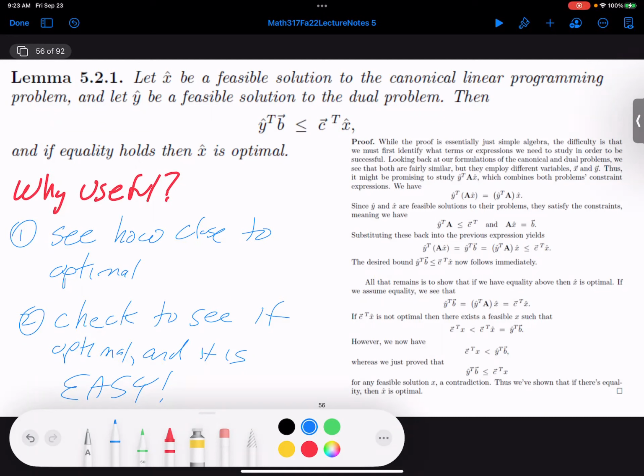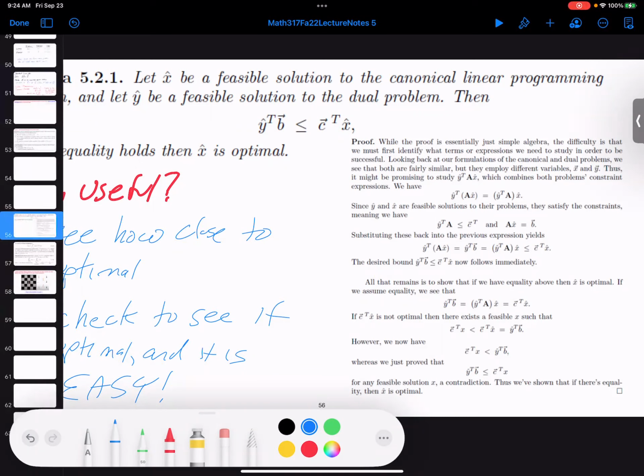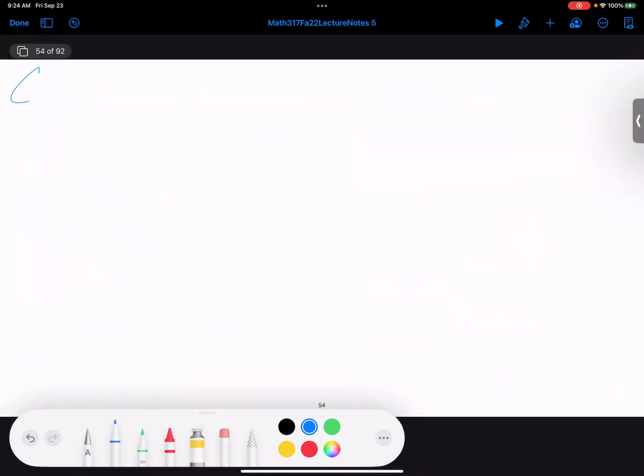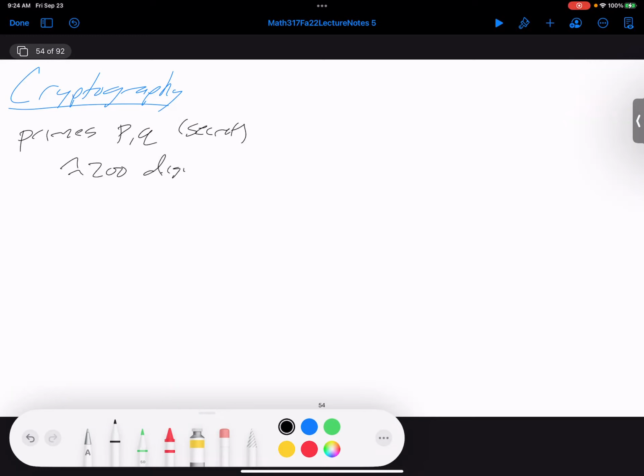So there are a lot of problems in life that are very hard to solve, but are easy to check. One of my favorites is related to cryptography. So I'm going to give you two different methods of cryptography. So in the first method, I choose primes P and Q and their secret, say about 200 digits. I display their product N, and the password is P or Q.